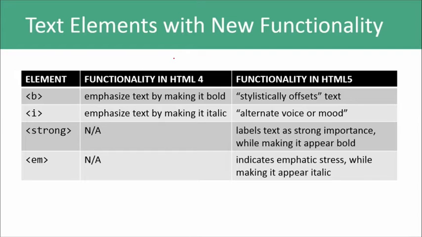With strong, we label it with strong importance while making it appear bold, and then with emphasize, we go ahead and indicate emphatic stress while also making it appear italic. So we have a couple of new elements with strong and em that don't just style the text, but they also provide extra meaning as well.